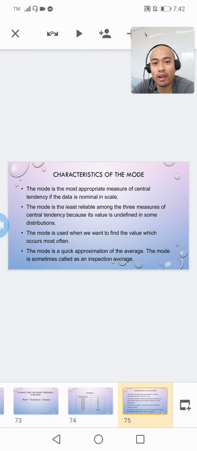Okay? It is a very quick way for us to at least approximate, kung nakukulangan ka na ng oras, kailangan mo nang malaman kung ano talaga yung average ng bata na yan, so you can apply the mode. Okay? However, this is considered to be the least reliable tool under measures of central tendency. So these are the important characteristics of the mode, which is the third measure of central tendency, which is often applied in research studies.